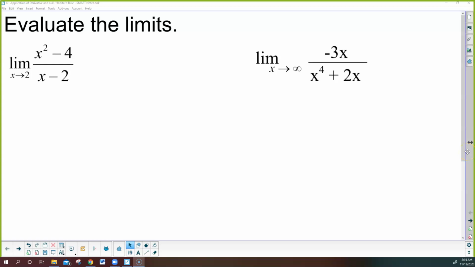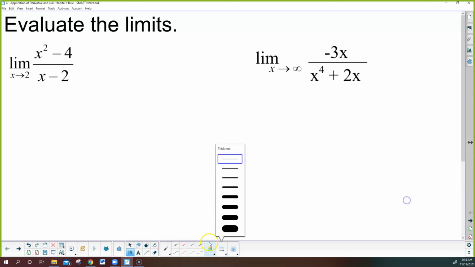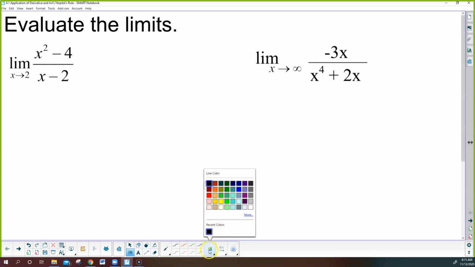All right, let's go over these. I'm not sure if you had enough time or maybe we're not positive on the approach here, but this is just a quick review of limits. The nice thing is we're going to teach you another way to do this today, and that's the whole reason why we're doing this problem.